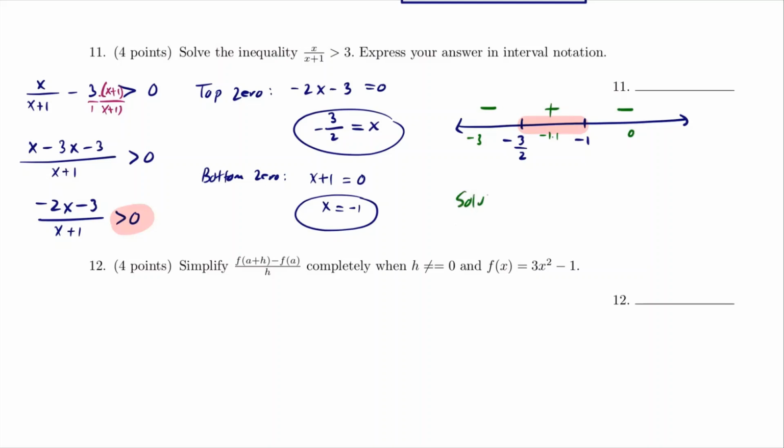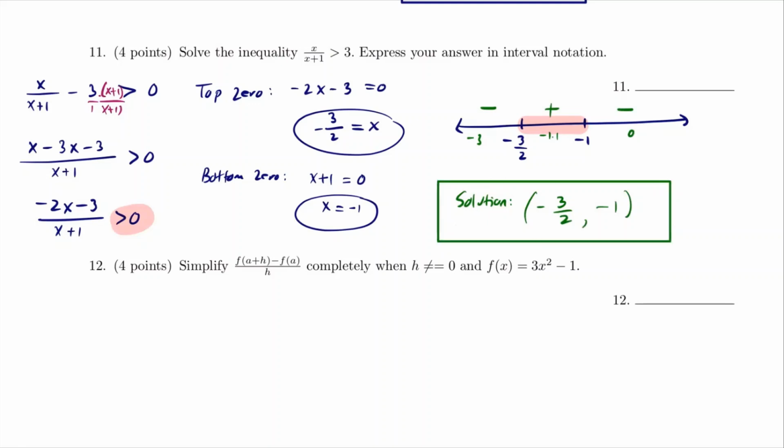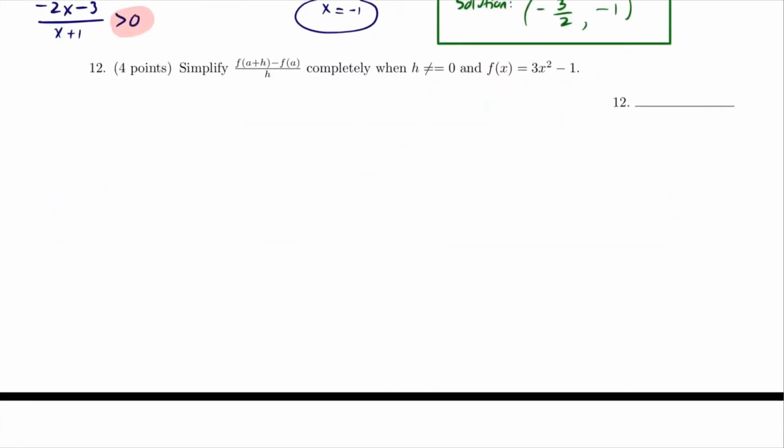So our solution to this inequality is open -3/2 all the way to -1. So that will be the solution to this inequality. All right, for the next problem, we're going to be finding this exact value. So ignore the typo right here.